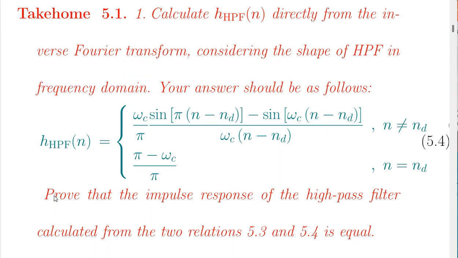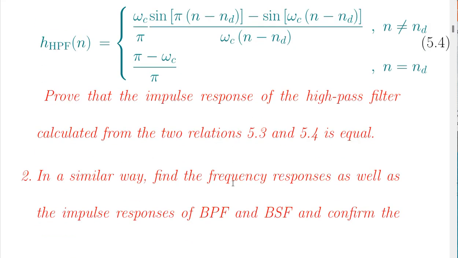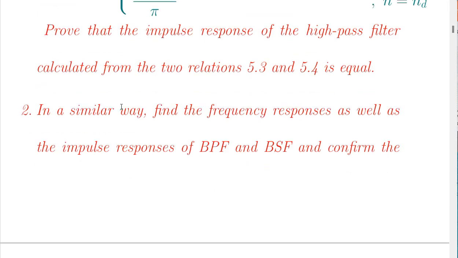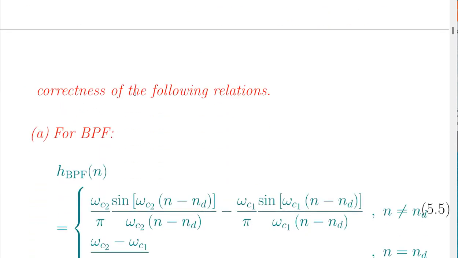Now, prove that the impulse response of the high-pass filter calculated from the two equations 5.3 and 5.4 are the same. Okay? In a similar way, find the frequency responses as well as the impulse responses of band-pass filter and band-stop filter and confirm correctness of the following relations.